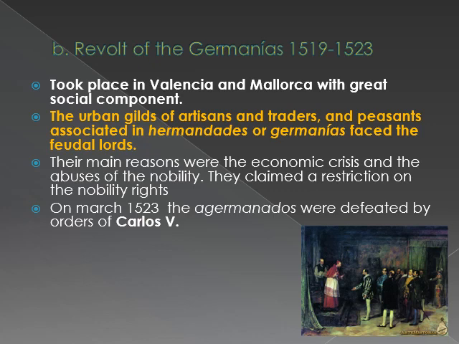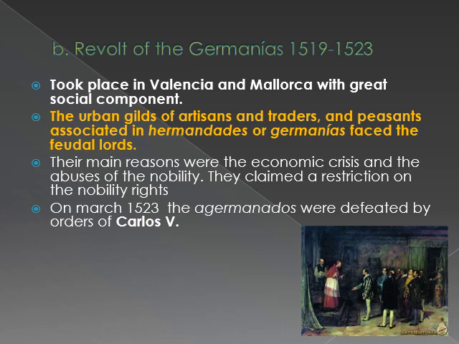The main leaders are going to be the urban guilds, do you remember the guilds? The urban guilds of artisans and traders, but also associated peasants. They are going to become associated in hermandades or germanías, which in Valencian would be germanías, groups or brotherhoods that call themselves germanías, that are going to oppose these feudal lords.